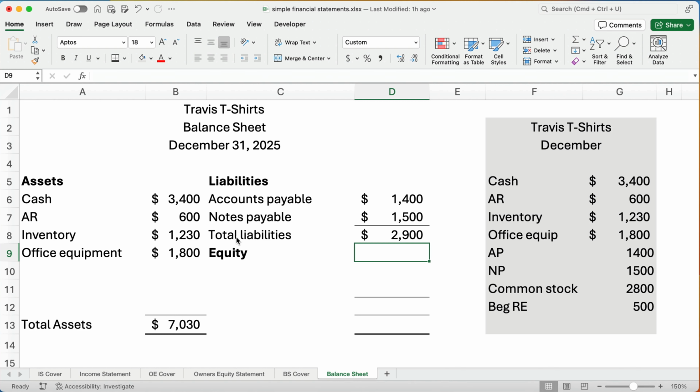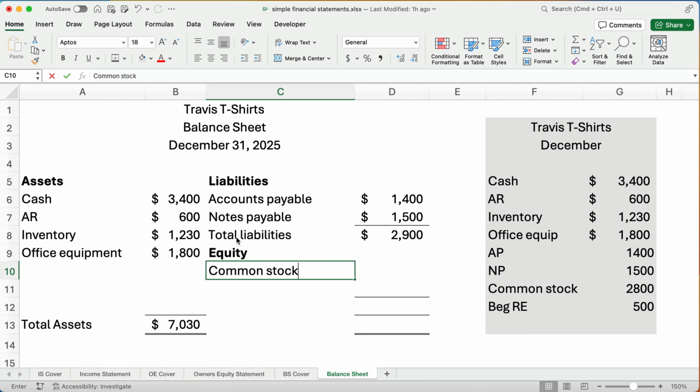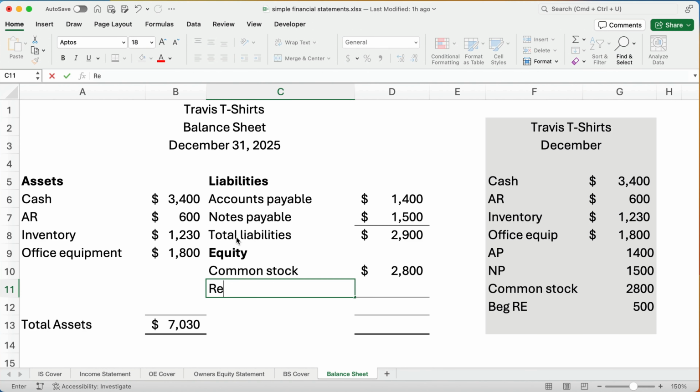Okay. Now we have two equity accounts. We have common stock. What we have here is we probably had the owner, I guess his name's Travis, put in $2,800 of assets, could be cash or whatever, and receive common stock. So he set up a company and has issued common stock to him. Now we also have retained earnings.